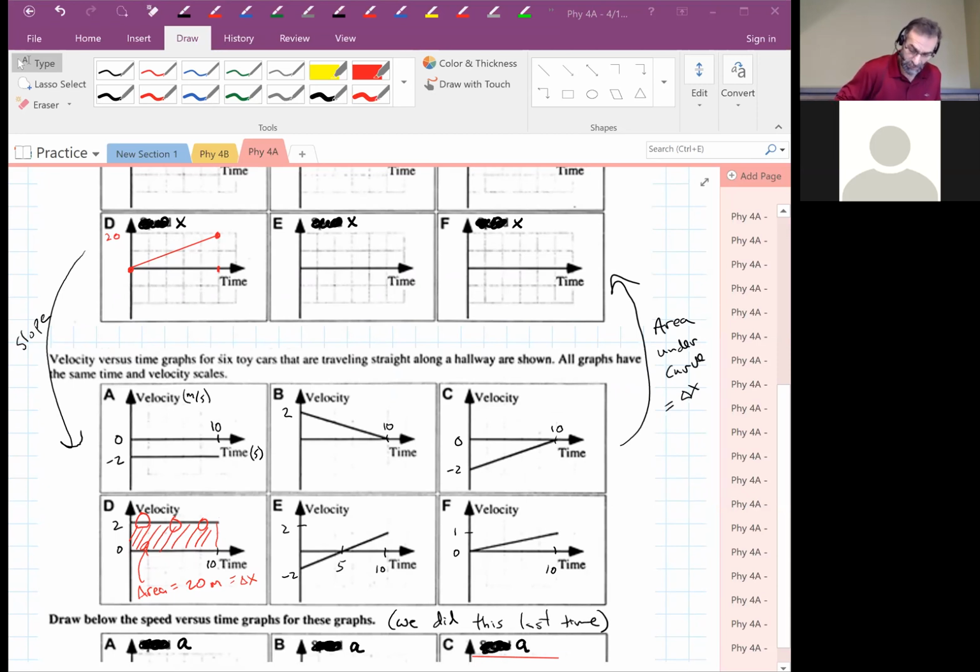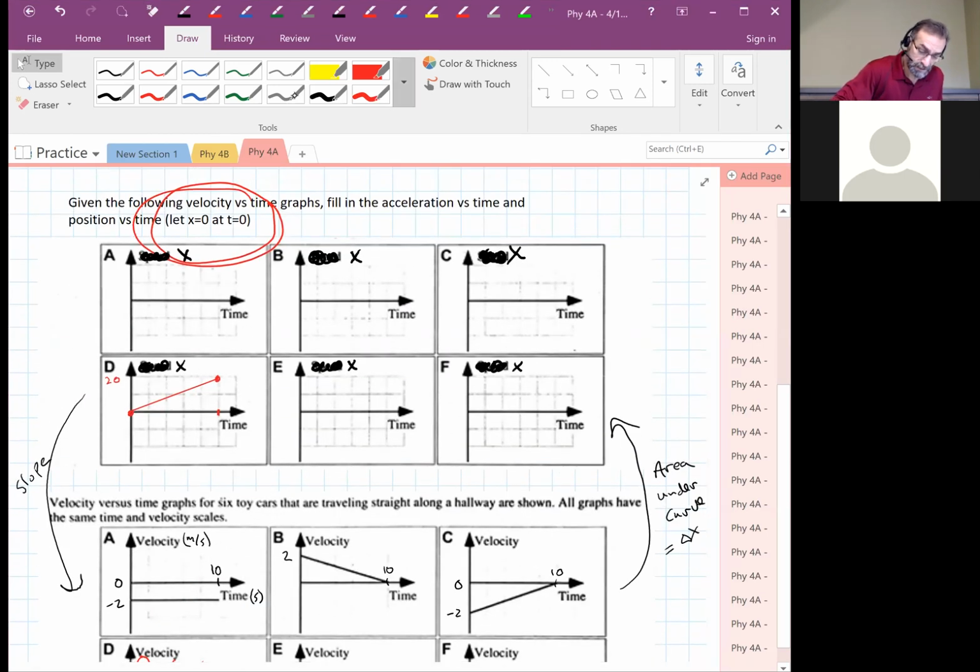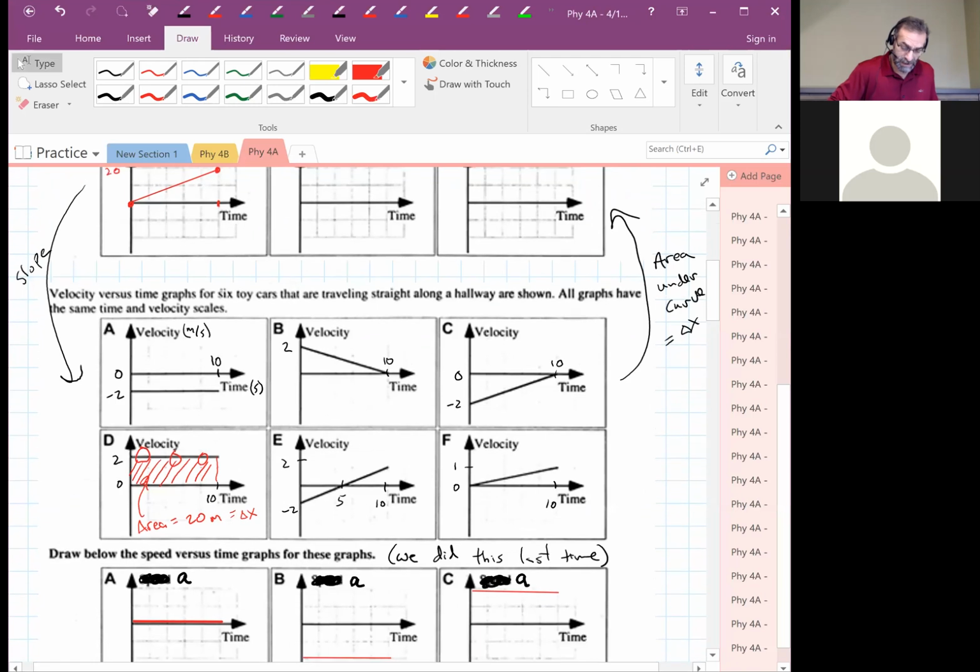So we're going to follow the same process, the same thought process for this one. We'll find the area under the curve, and that'll tell us the change in position. We know we're starting at x equals 0 at t equals 0. So where is x? What's our position when t is 10 seconds?